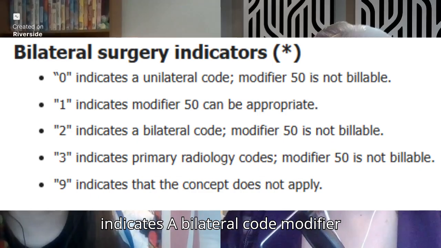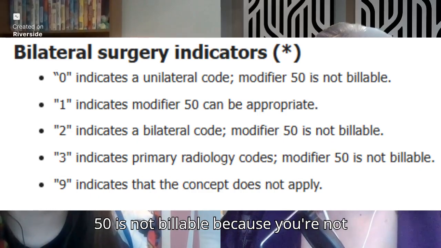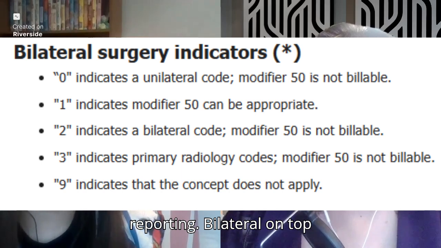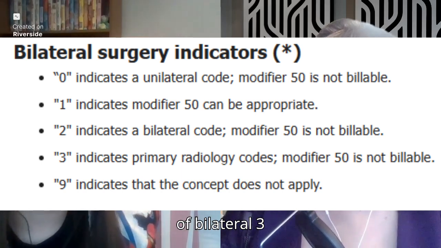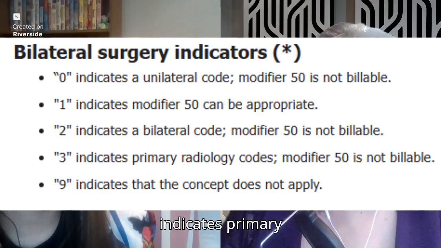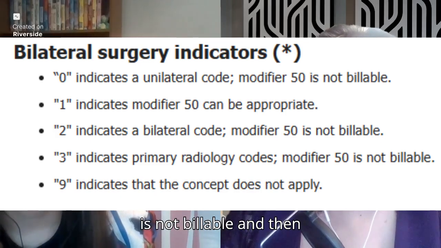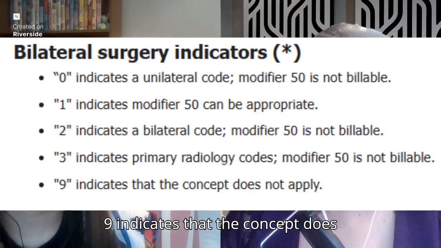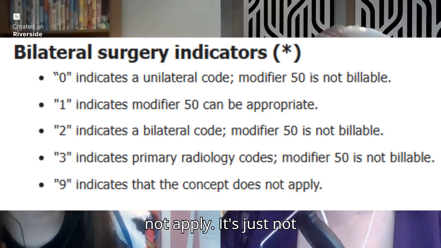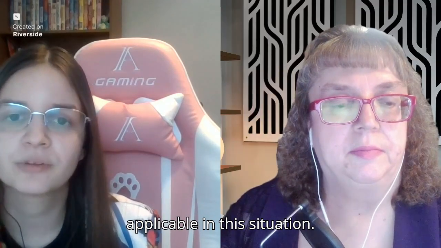2 indicates a bilateral code. Modifier 50 is not billable because you're not reporting bilateral on top of bilateral. 3 indicates primary radiology codes. Modifier 50 is not billable. And then 9 indicates that the concept does not apply. It's just not applicable in this situation.